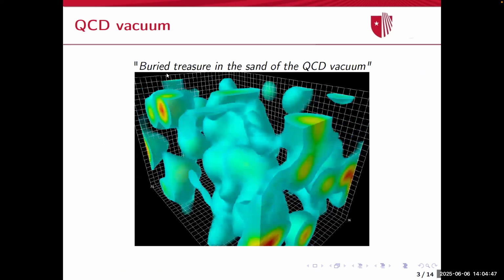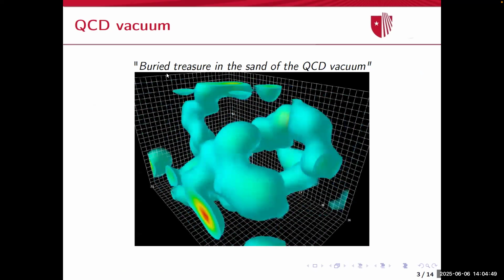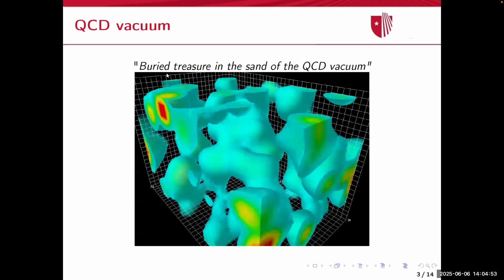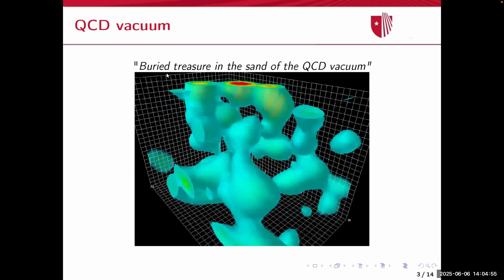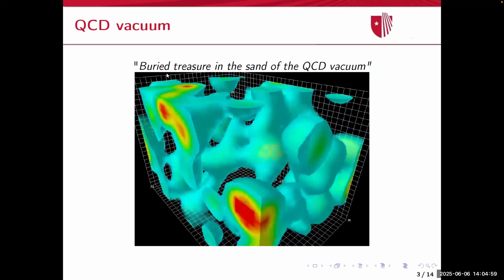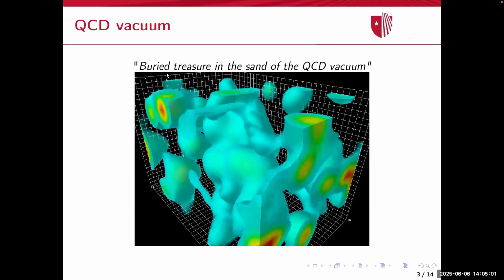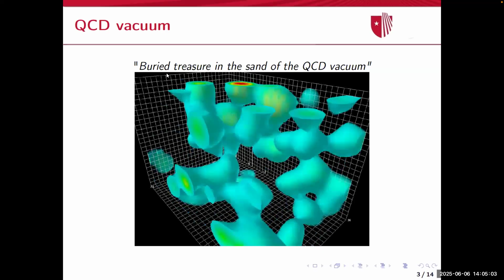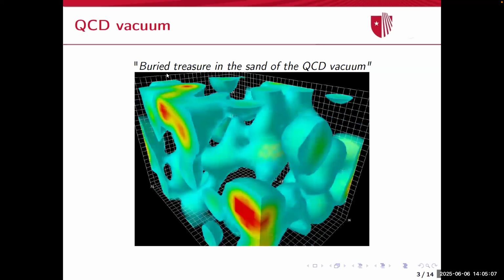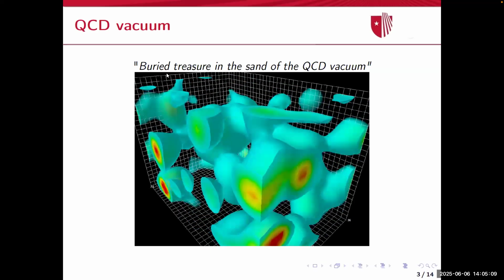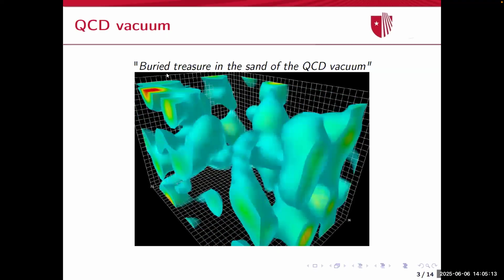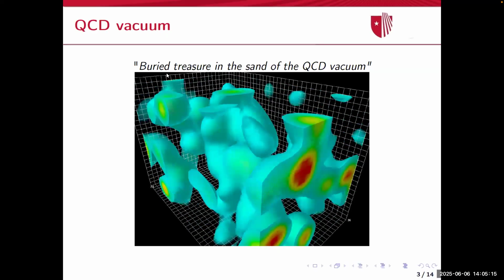Okay, so this is the QCD vacuum. This is what they call the buried treasure in the sand of the QCD vacuum. I think we are already very familiar with these pictures. The vacuum structure in QCD is actually very non-trivial. There are a lot of dynamical, bubbly structures that keep popping up. And what exactly are these structures? Let's break it down.